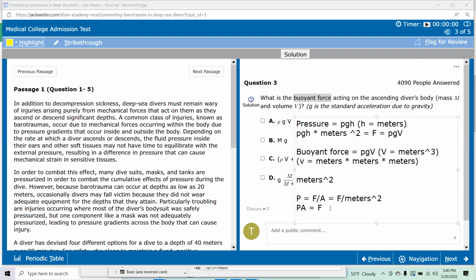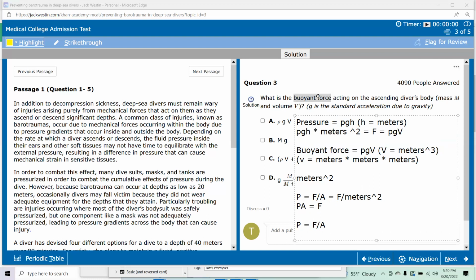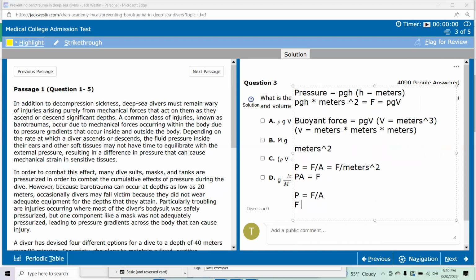So if we start very simply with the fact that pressure equals force over area, then we know that force is equal to pressure times area. All I did was multiply each side by area. And I know that area is just meters squared. So my force, PGV, is equal to PGH times meters squared.